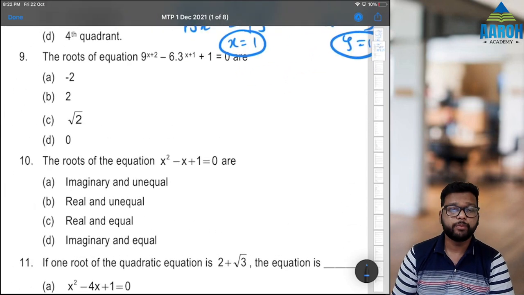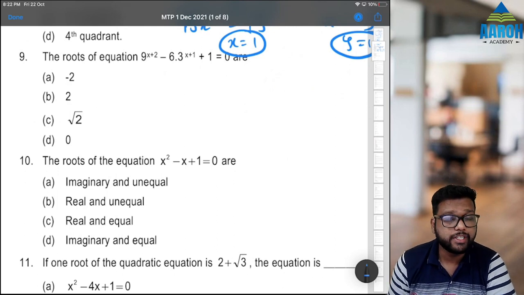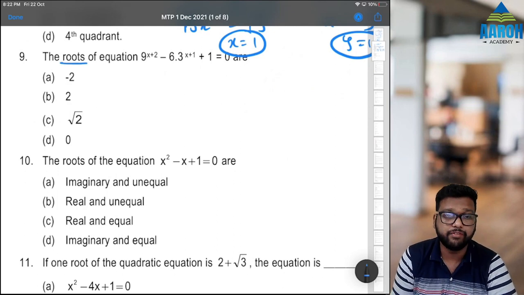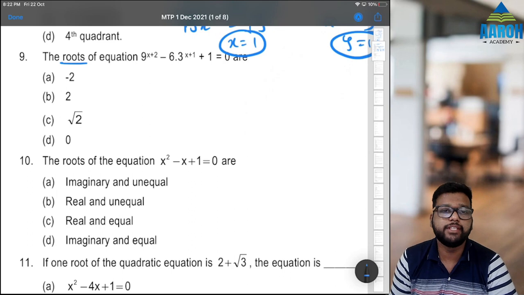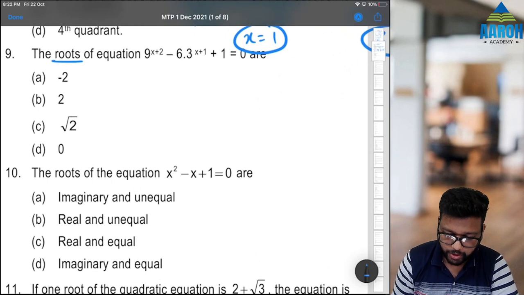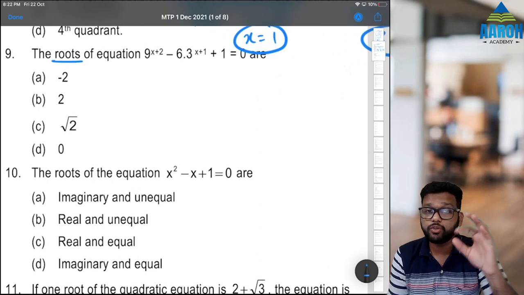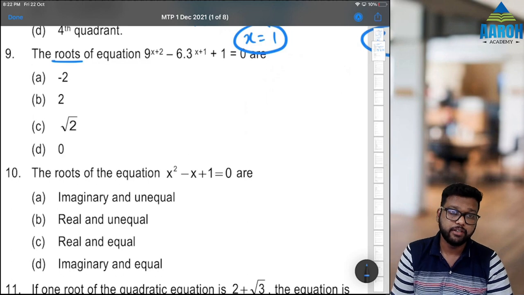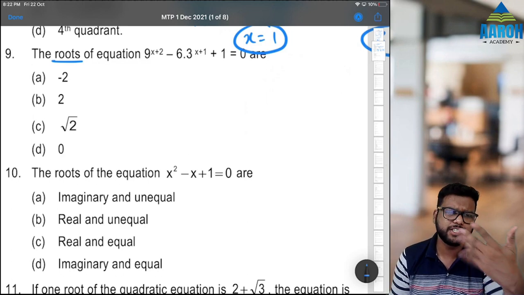Next, roots of this equation are, okay. Now we can go by options, but I think it is possible that there are two answers because they are saying roots. We don't know. Let's try to solve this anyway. Let me show you how to solve this type of question. But you can go by options in exam. Remember that. In exam, you can go by option. If one answer is fitting, take it.